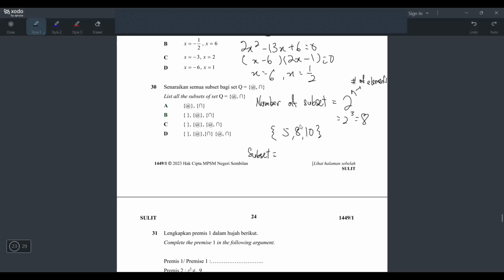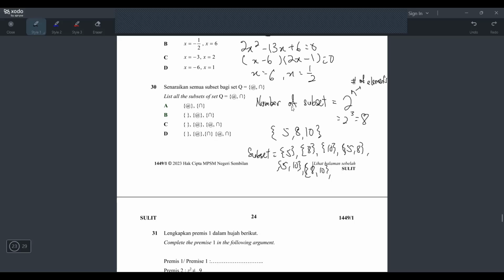Subset means you list down all the children. It means you write its children. So 5, 8, 10, who are its children? 5. 8. 10. Then 5, 8. Then 5, 10. Then 8, 10. Okay, you don't list 10, 5, because 10, 5 and 5, 10 are the same.